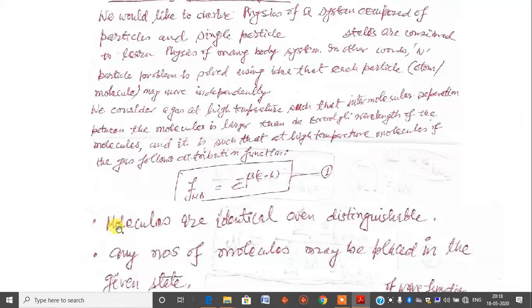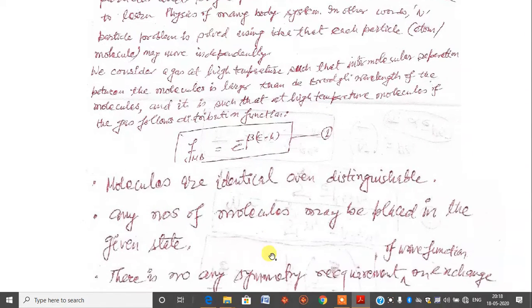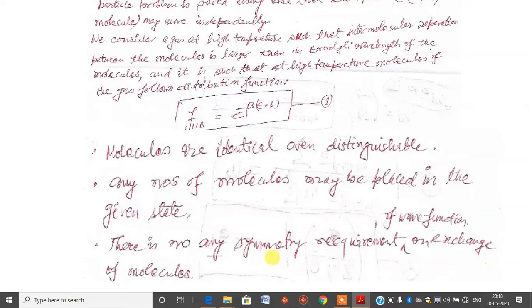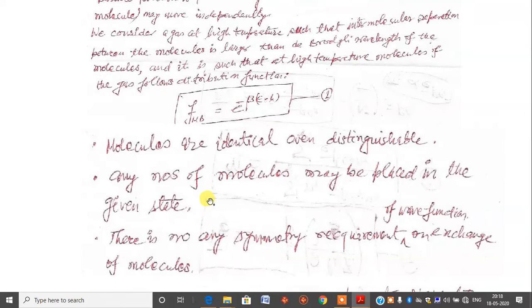So we have molecules which are basically identical. N number of molecules are there. All these molecules are identical, but according to the classical distribution function, they are distinguishable. Any number of molecules may be placed in a given energy state. For any energy state you talk about, the number of molecules that can be accommodated in that state may be 0, 1, 2, 3 up to infinity. And there is no symmetry requirement on the state of these molecules. So exchanging molecule coordinates will not raise any symmetry-related issue.